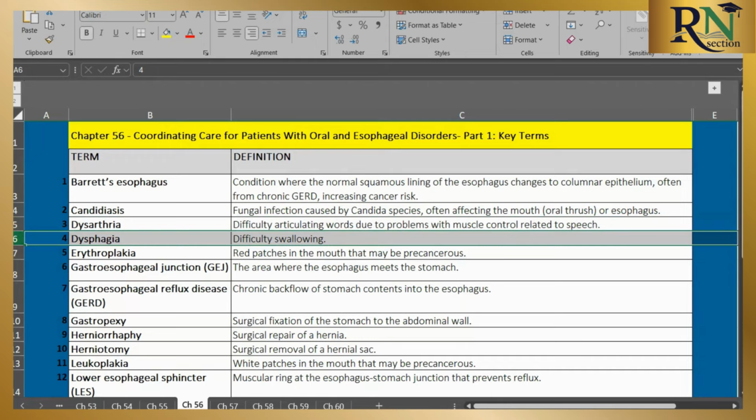Dysphagia, it's difficulty swallowing. So phagia is like eating. So it's an eating, swallowing problem.